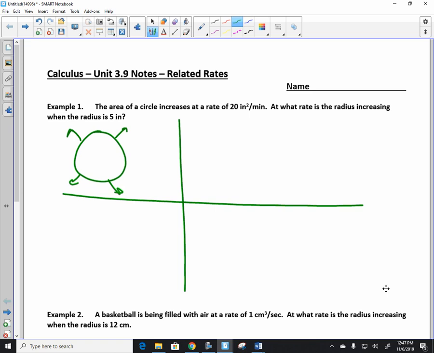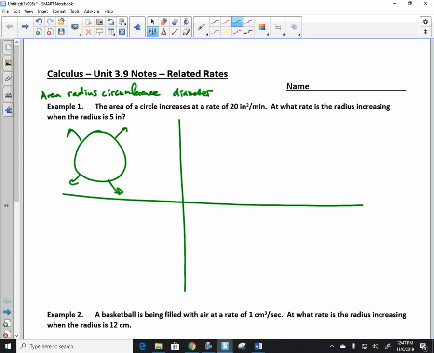So, what are the things that are changing in the problem? The area. What else is changing? The radius, the circumference, diameter. And I think that's a pretty good list. Everybody agree that all those pieces are changing? Okay? We're concerned about the area and the radius. And we're concerned about rate.